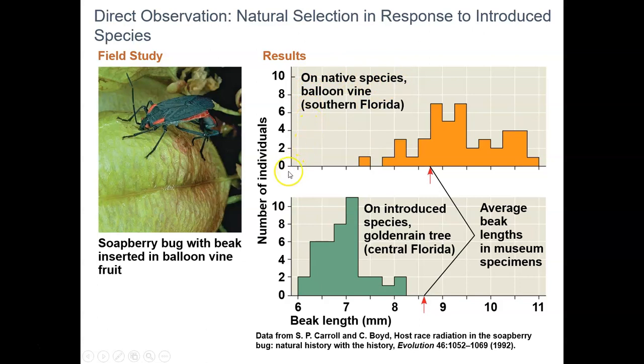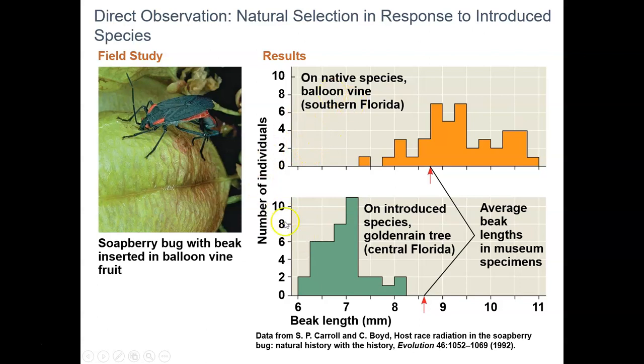On the x-axis, we have beak length. So this is how long the beaks are. That's for both of these figures A and B. On the y-axis, we have the number of individuals. So this will tell us how many individuals have these different length beaks.